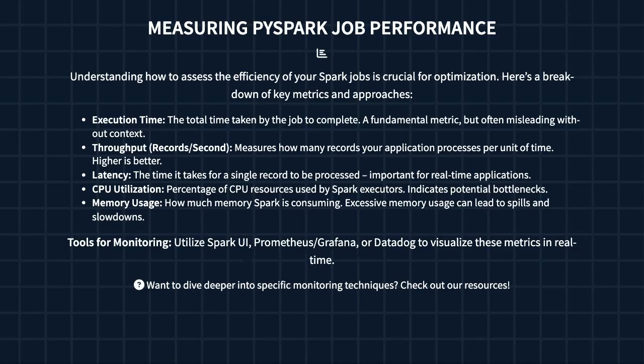Latency measures the time it takes for one record to get processed, and this is really important if you're dealing with things like real-time data streams. We also keep an eye on CPU utilization. If Spark is maxing out your CPU, that could signal a bottleneck. Finally, memory usage. We want to make sure we're not using up all our resources. Spark UI and tools like Prometheus or Grafana are incredibly helpful for visualizing all of these metrics so you can spot problems and optimize your code.